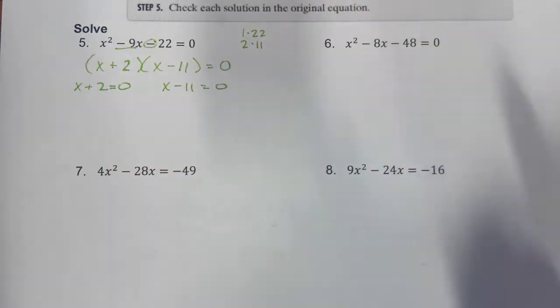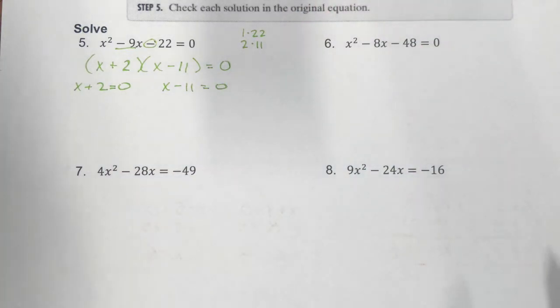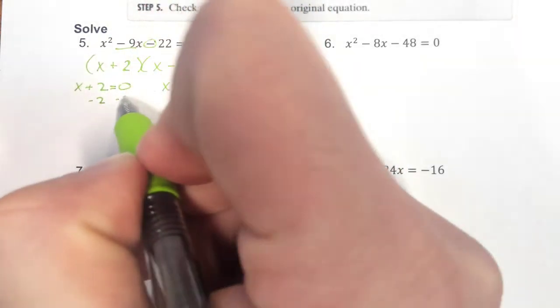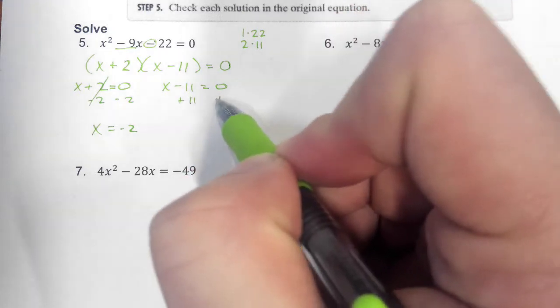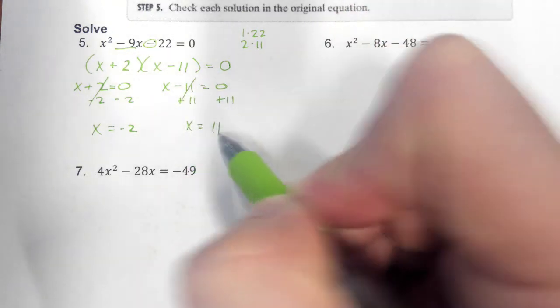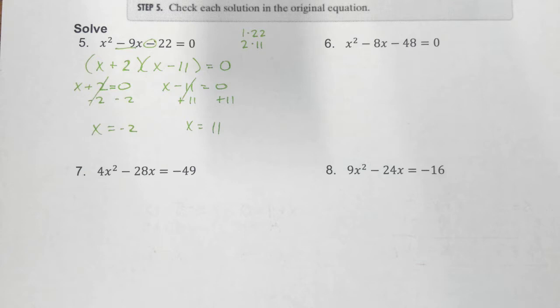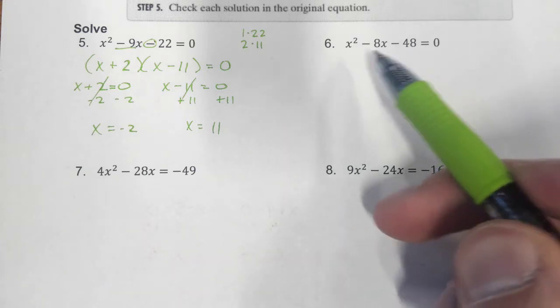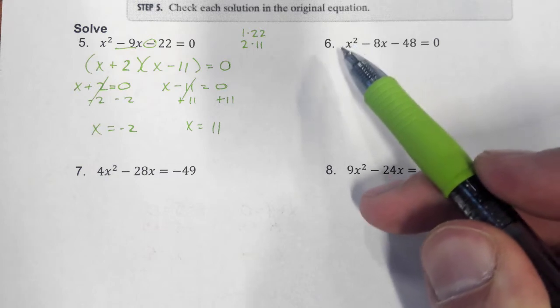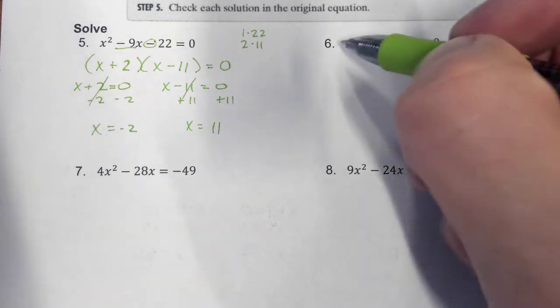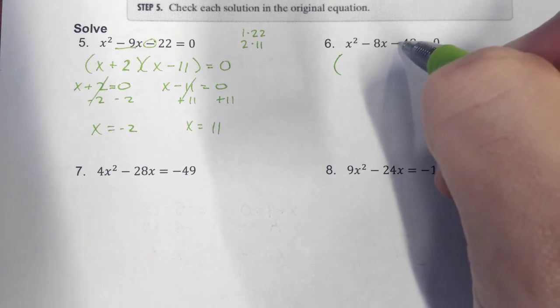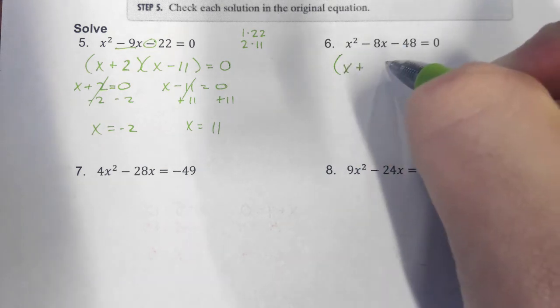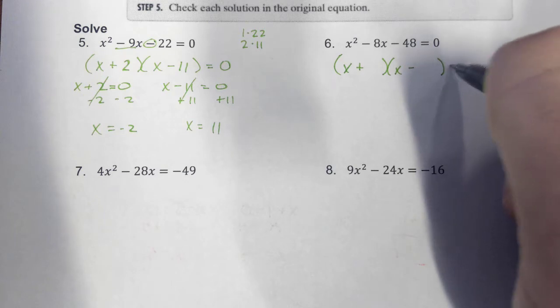Now that it's factored, we set each factor individually equal to 0. So if x plus 2 equals 0, we would subtract 2 from both sides of the equation, and x would equal negative 2. And on this one, we would add 11 to both sides of the equation, and x would equal 11. So there are your two solutions. Number 6 is the same. Again, there's no coefficient on that squared term. There's no GCF also, so we just go straight into our parentheses. Our third sign is negative, so we know it's going to be 1x plus and 1x minus, equal to 0.